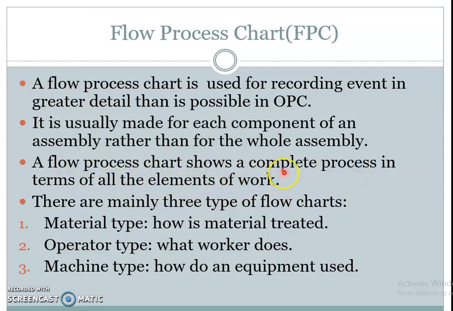So the flowchart shows a complete process in terms of all the elements of work. That means to draw a flowchart we will have to use all the 5 symbols of method study, that is operation, inspection, storage, delay and transportation. There are mainly 3 types of flowcharts: material type, where material movement is recorded; operator type, where man movement or the activities of the worker are recorded; and machine type, that is how an equipment works, or its activities are recorded.